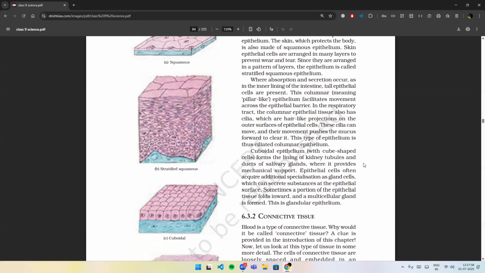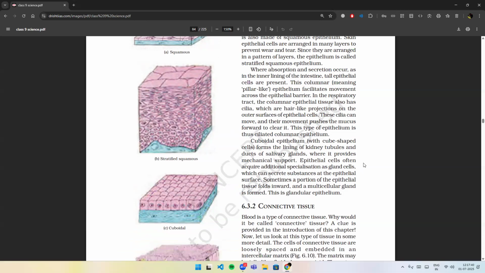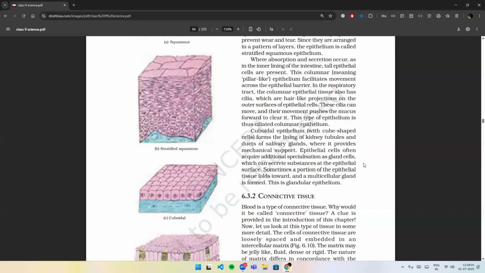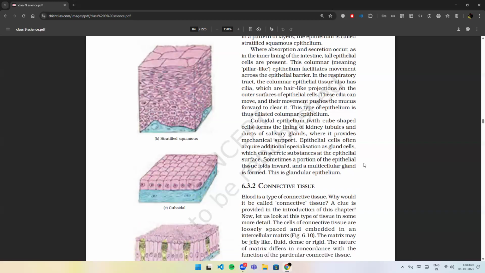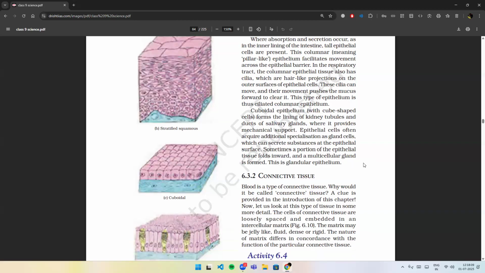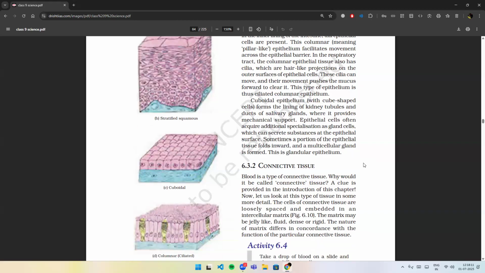Where absorption and secretion occur, as in the inner lining of the intestine, tall epithelial cells are present. This columnar epithelium facilitates movement across the epithelial barrier. In the respiratory tract, the columnar epithelial tissue also has cilia, which are hair-like projections on the outer surfaces of epithelial cells. These cilia can move, and their movement pushes the mucus forward to clear it. This type of epithelium is thus ciliated columnar epithelium.